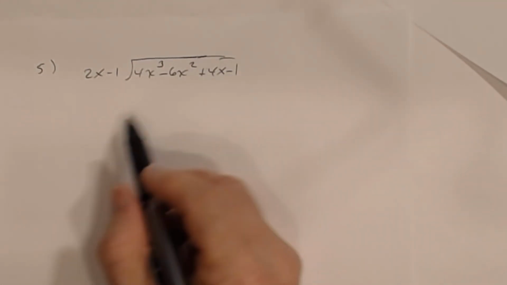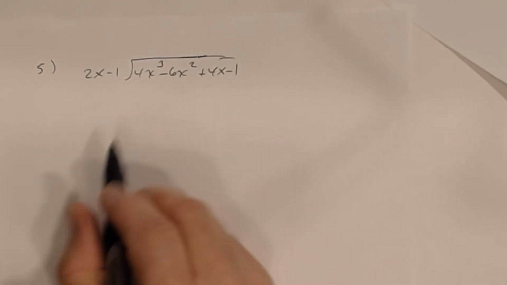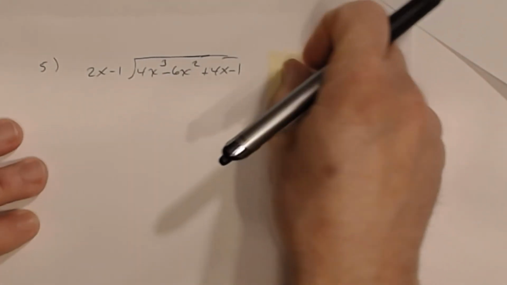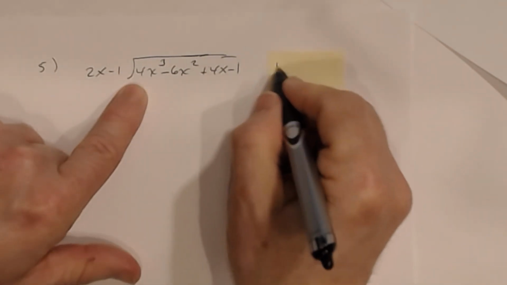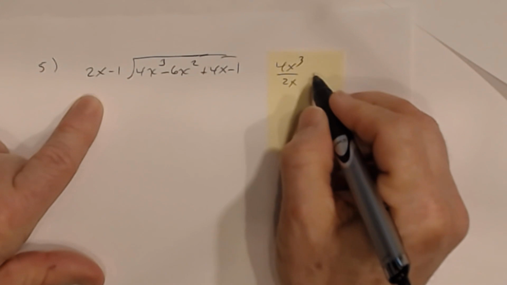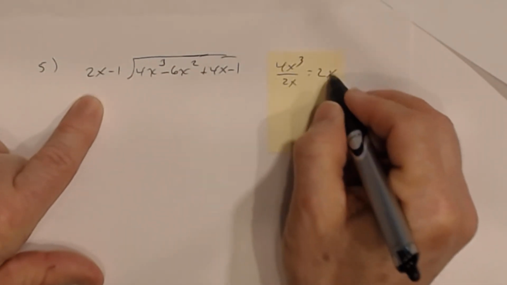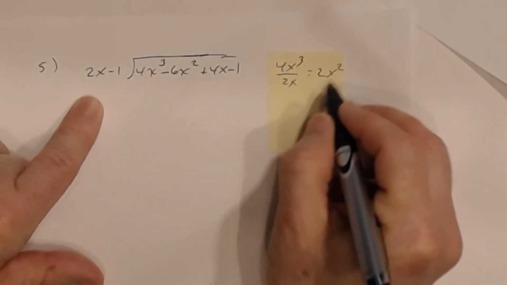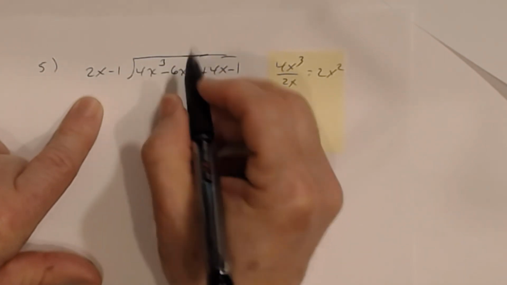All right, so there's no missing terms. We don't have to put any missing terms. It's already in descending order. Okay, so look, 4x cubed divided by 2x. Well, 4 divided by 2 is 2. X cubed divided by x is x squared. So put the 2x squared above the x squared term.